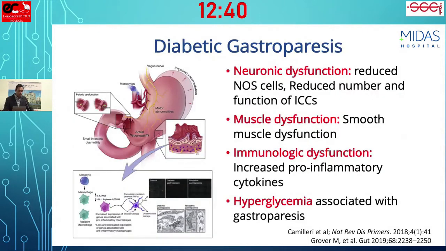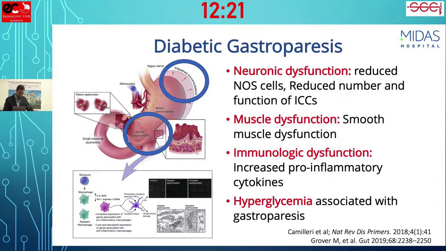What happens in diabetic gastroparesis are several dysfunctions and several pathological changes. One, there is neuronal dysfunction, muscle dysfunction, immunological dysfunction. And a combination of all this ultimately leads to impaired accommodation, antral hypomotility, and pyloric dysfunction. So these are exact mechanisms which are functioning to empty the stomach. And in gastroparesis, all these are impacted.